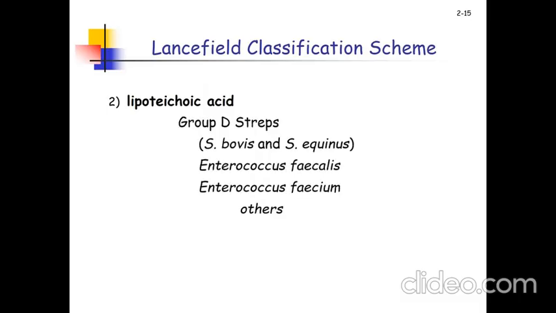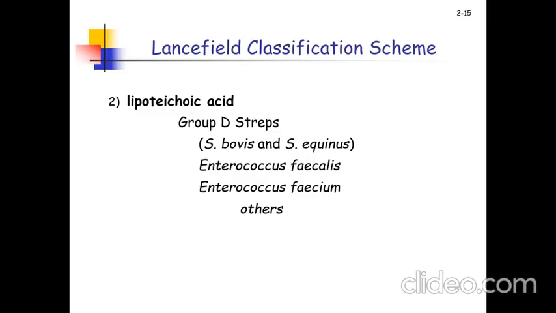So the grouping that falls under the lipoteichoic acid are the group D streps. And I have under there Streptococcus bovis and Streptococcus equinus, and both of those, I didn't list them in the earlier list of all the Streptococcus species that we're going to cover, but they exist, and you can see by the names bovis and equinus, they're typically pathogens of animals, but they do sometimes cross over, so we do want to be aware of them.